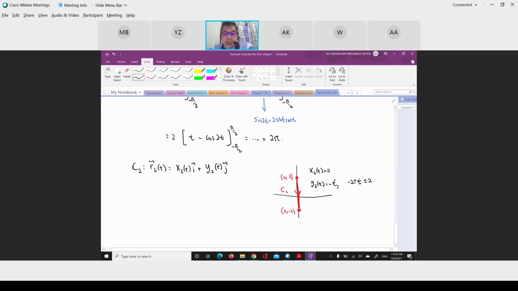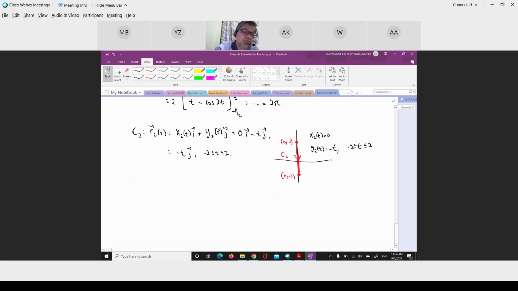Yeah, so this is one way. You can check this: when t equals minus 2, y2 is equal to 2. When t is equal to 2, y(t) is equal to minus 2. Okay, so it works. So r2(t) is equal to 0i plus y2 j, which is minus t j, where t is from minus 2 to 2.